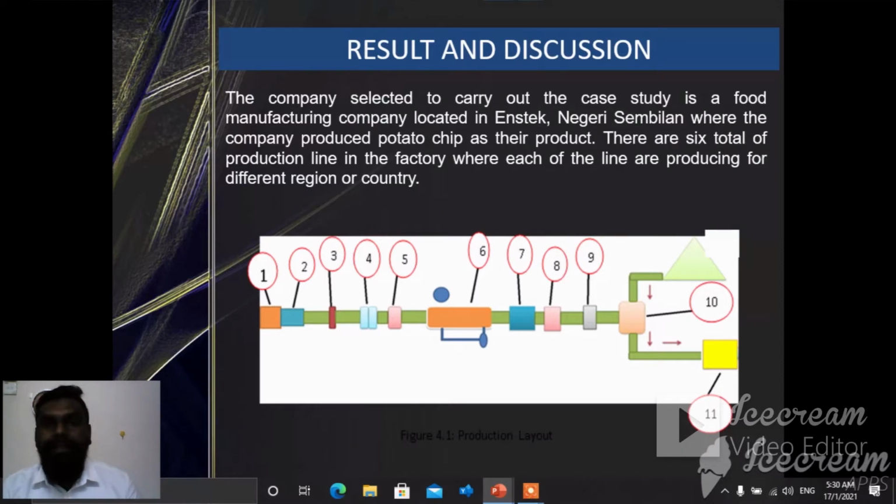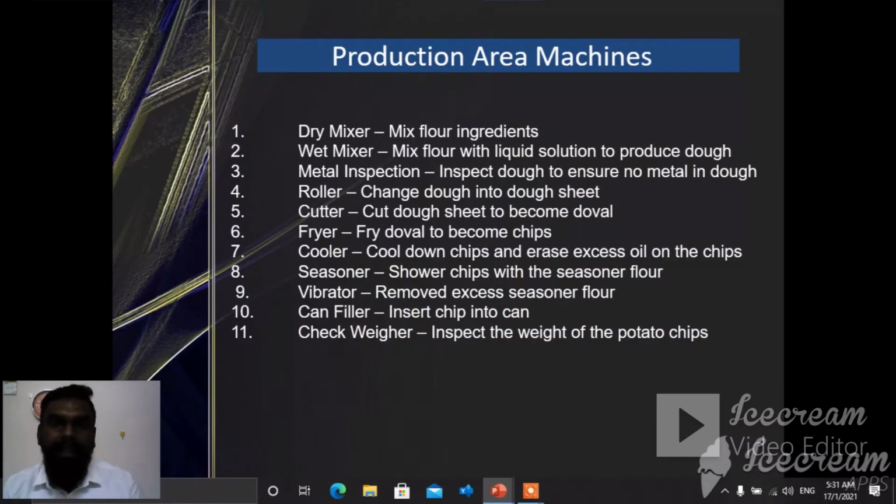Okay, there are 6 production lines in total in the company, which I investigated and analyzed for downtime. Okay, this is the production layout of the machines. Production area machines: there are 11 types of machines, which are dry mixer, wet mixer, metal inspection, roller, cutter, fryer, cooler, seasoner, vibrator, can filler, and check weigher. Okay, actually I analyzed that the most downtime is at the seasoner part.